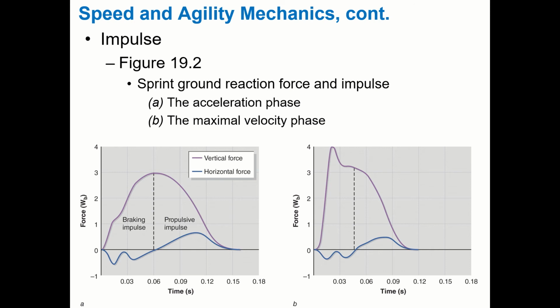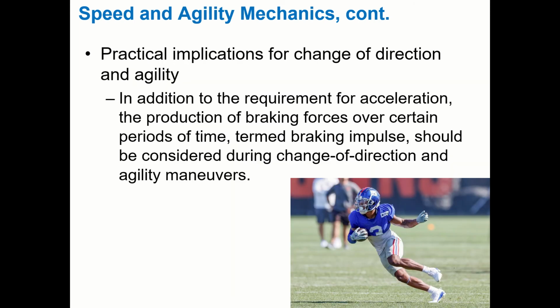One of the things you'll notice here is that during the acceleration phase, there's longer ground contact time, more like 15/100ths of a second as opposed to a tenth of a second during the maximal velocity phase. I'm not really sure what you would do with that information, or why that would be useful for you as a strength coach. I don't think there are any questions about that, because like I said, too much detail. But if you happen to be reading the chapter, that's what they're talking about there. They also talk about how you should account for braking forces, known as the braking impulse, during change of direction.